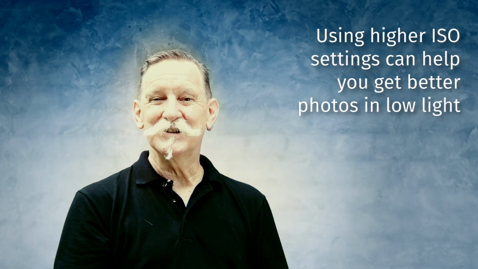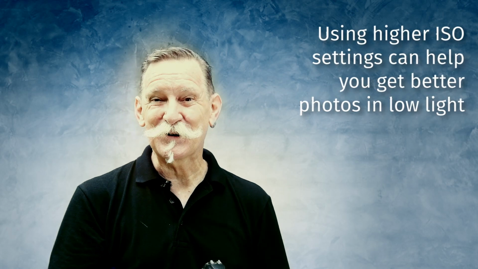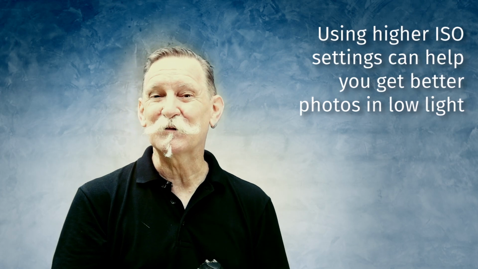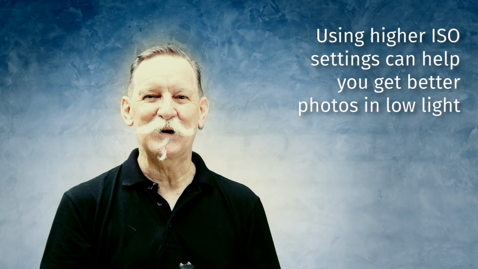Using higher ISO settings can help you get better photos in low light. As you learned in the previous lesson, using a higher ISO makes your camera sensor more responsive to light so that you can take photos in darker places.